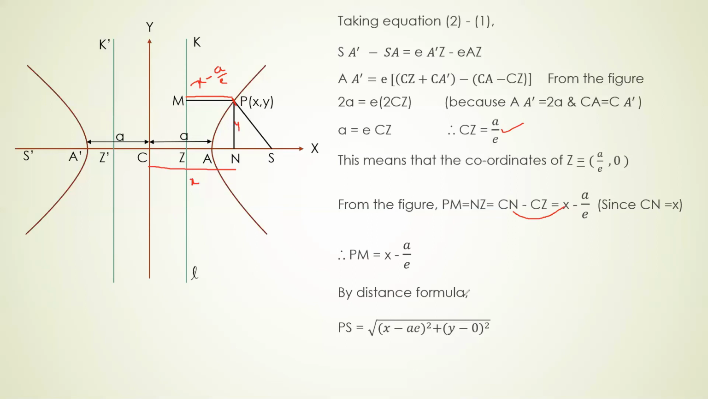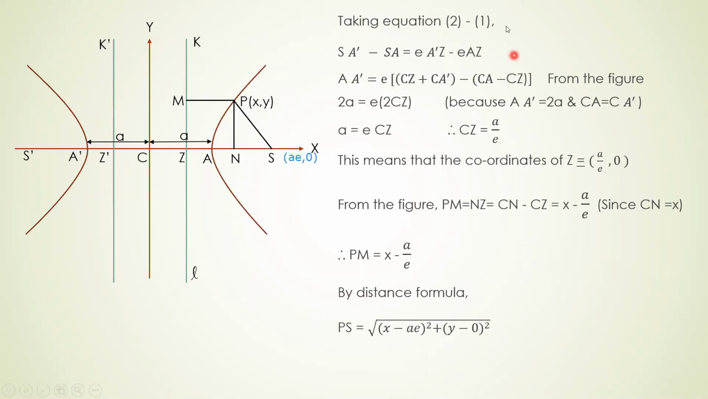Now we can apply distance formula to calculate this PS. How much is this PS? Applying distance formula, PS is equal to square root of, already we know that S point is AE, comma, 0. Applying distance formula, that is x2 minus x1 whole square plus y2 minus y1 whole square. So x minus AE whole square plus y minus 0 whole square, root. This is what PS value.